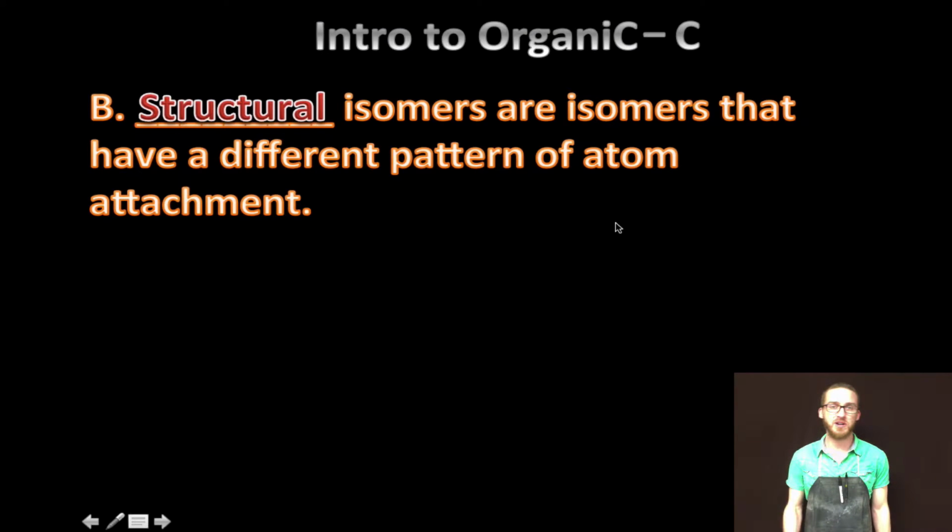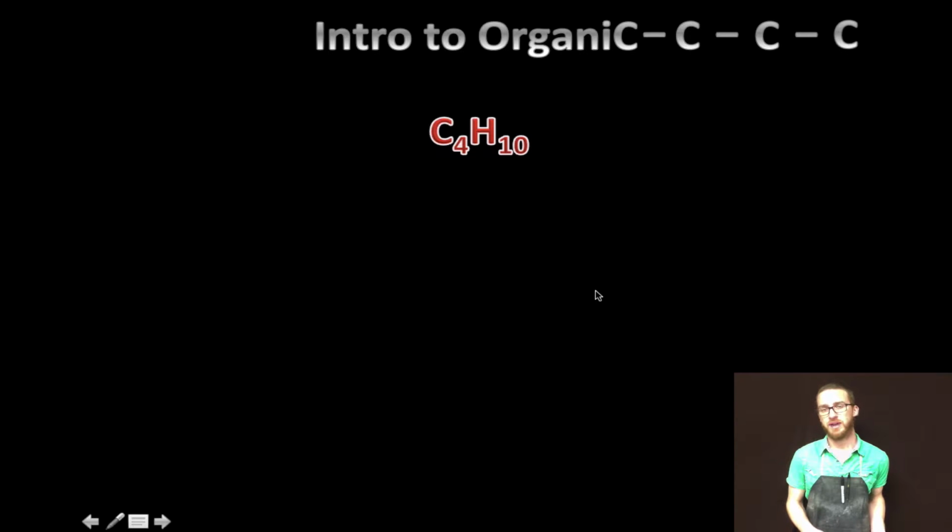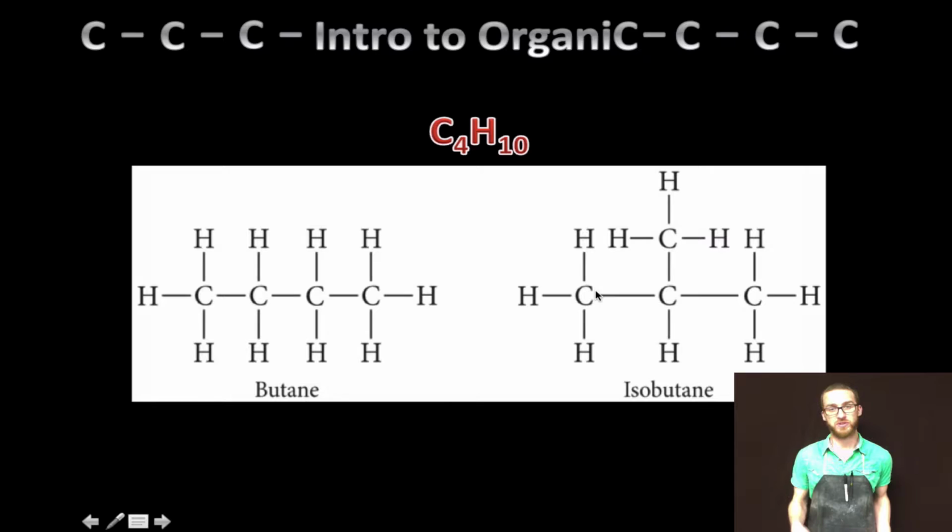Now first, let's talk about structural isomers. These are isomers that have a different pattern of atom attachment. Again, let's take a look at the example of C4H10 and the two isomers that are on your screen, butane and isobutane. Notice that in butane, we've got a carbon chain that is 4 carbons long. But in isobutane, the longest carbon chain is 3 carbons. Doesn't matter how you count, the longest chain we can get is 3 carbons. Structural isomers. Same number and type of atoms, but a different pattern of attachment.